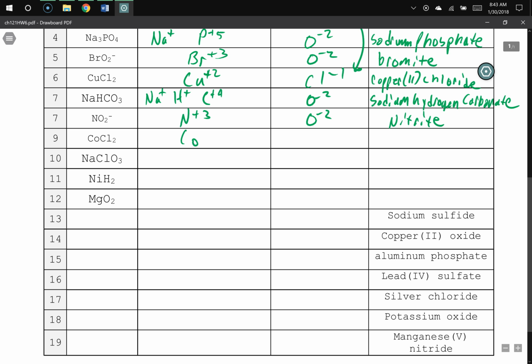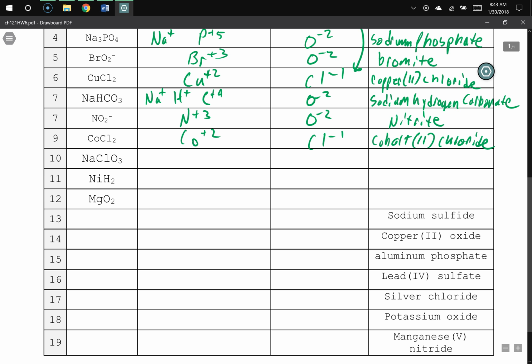Cobalt is my cation. My anion is chlorine. My chlorine's charge is a -1. So this time my cobalt's charge is a +2. So it's cobalt 2 chloride. Next one.